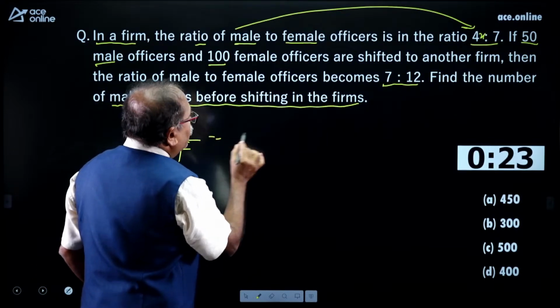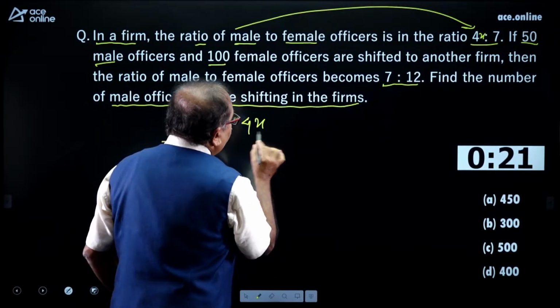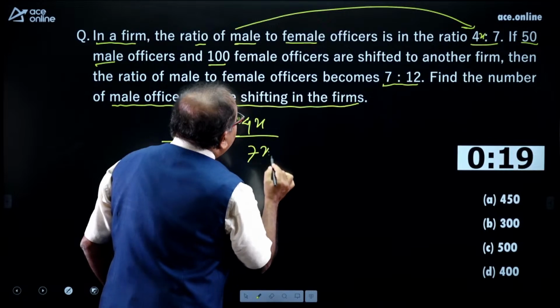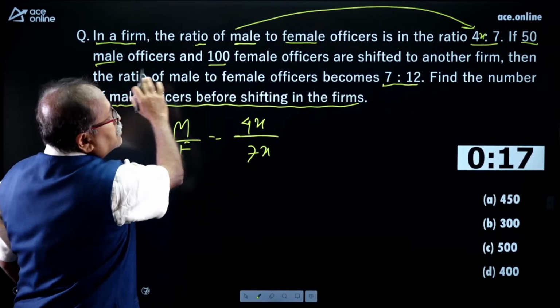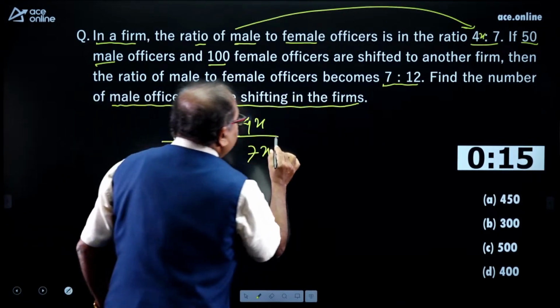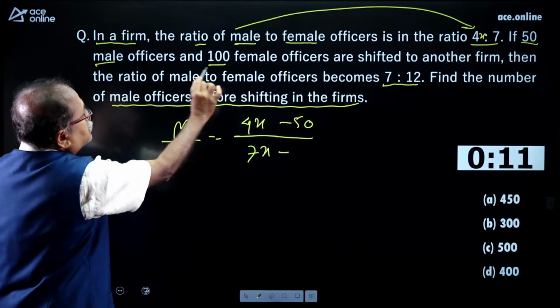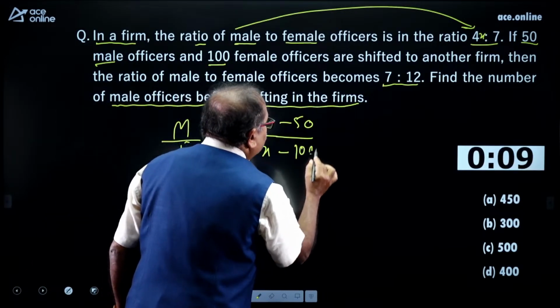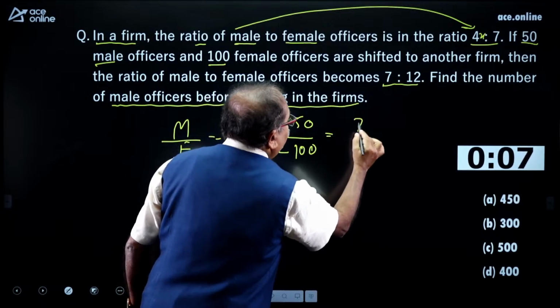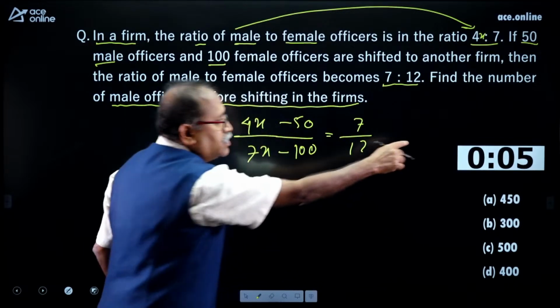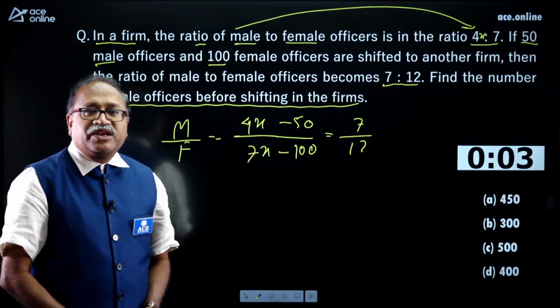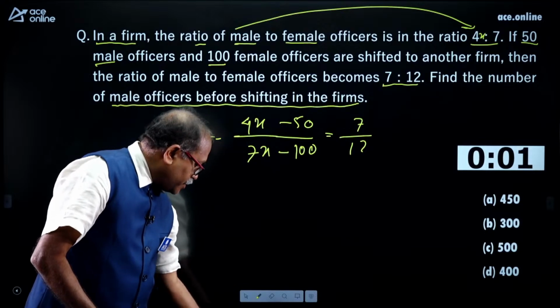So we know that it's 4x by 7x, and there are some changes. The 50 male officers are subtracted, and how many female officers? 100 female officers are subtracted, and your ratio becomes 7 by 12. You still have 5 seconds to answer, my dear friends. Come on.